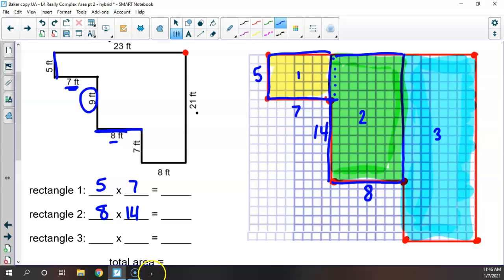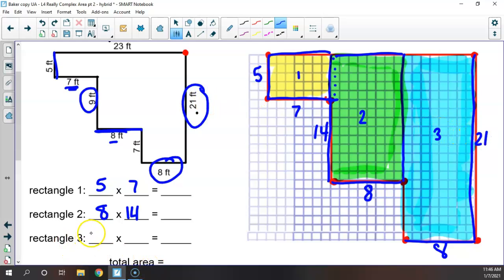That's what I'm probably going to have to do on a separate sheet of paper. And then my final rectangle, rectangle 3, I know this length because it's recorded right here for me. That's 8 feet. And I do know this long side here. It's recorded right here. That's 21 feet. So that last one will be 21 by 8.